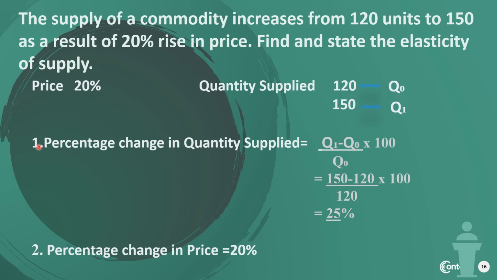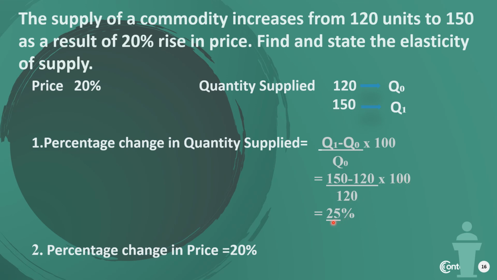The first step is percentage change in quantity supplied is equal to Q1 minus Q0 upon Q0 into 100. Q1 is 150, Q0 is 120. So 150 minus 120 upon 120 into 100. 150 minus 120 is 30. 30 upon 120 is 1 upon 4. That means 100 divided by 4 is 25.